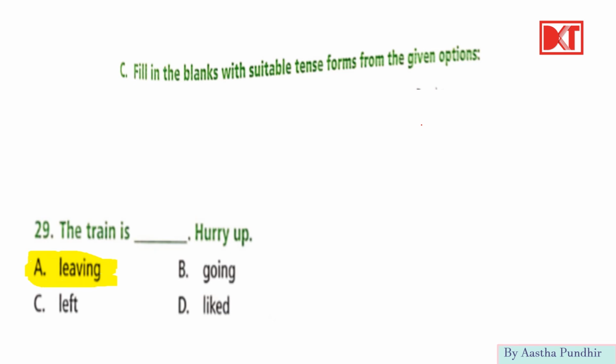Right, now others you see like going and left is the past tense, liked is again the past tense. The train is leaving. तभी कह रहे हैं जल्दी करने के लिए, ट्रेन निकले जा रही है, अभी हो रहा है वो एक्शन. Present continuous, कि अभी ट्रेन निकल रही है. You know, if you hurry up, the train won't leave. So hurry up. Train is leaving. All right.